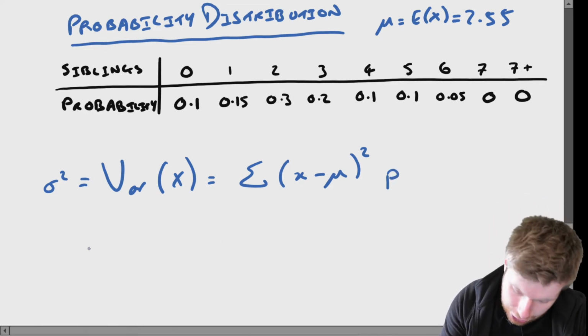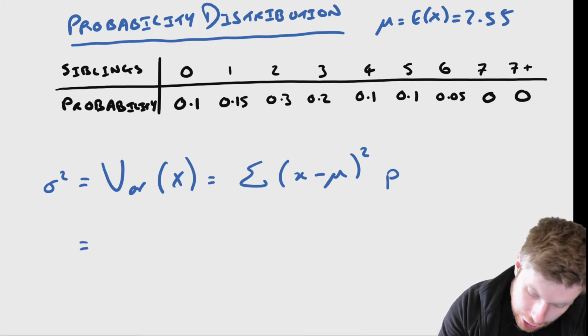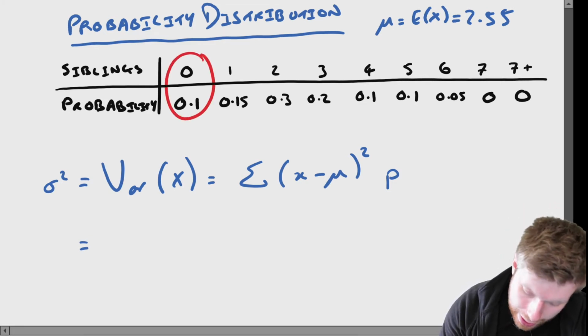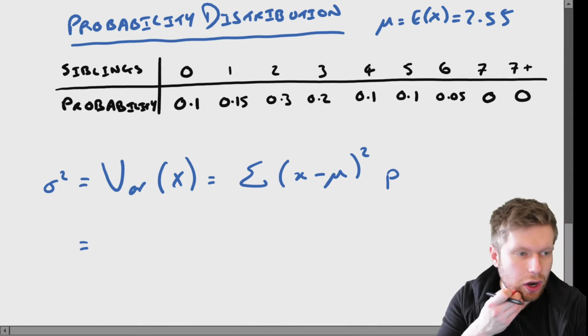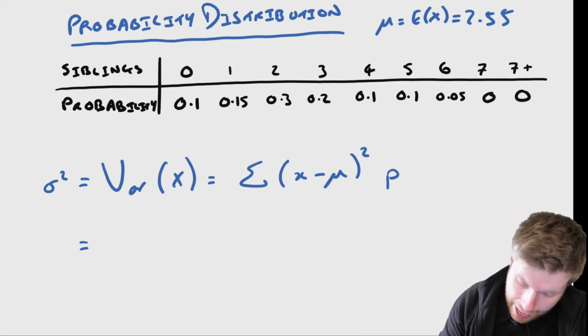So let's actually do this. Let's see how this works, okay? In order to do this, we need to take each individual outcome, take away the expectation, then square it, and then times it by the probability. So let's see this. We're going to take the outcome first of all.